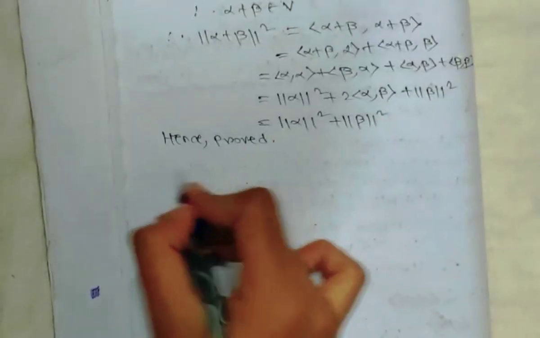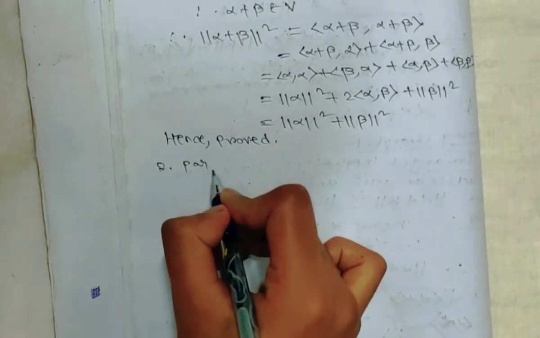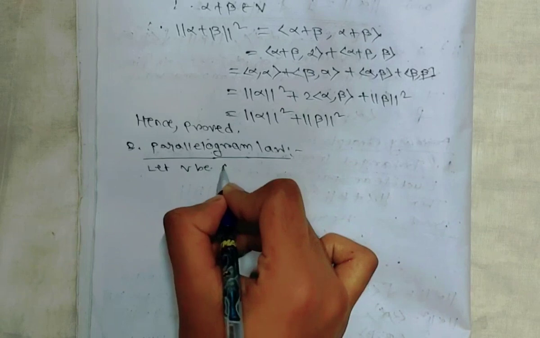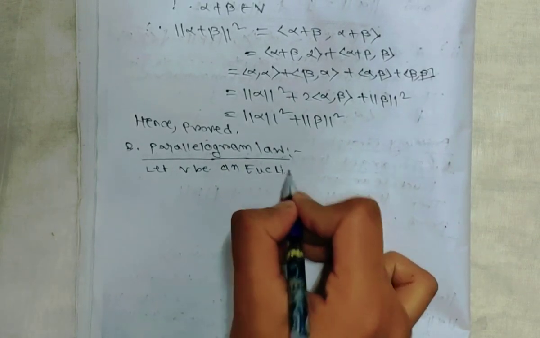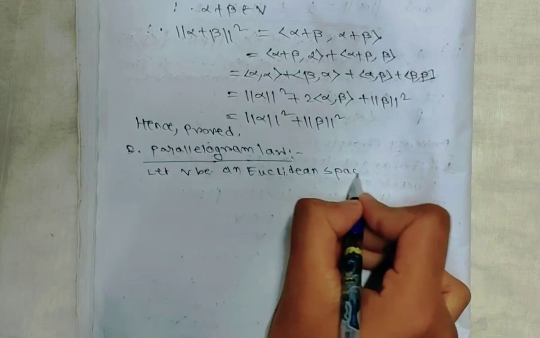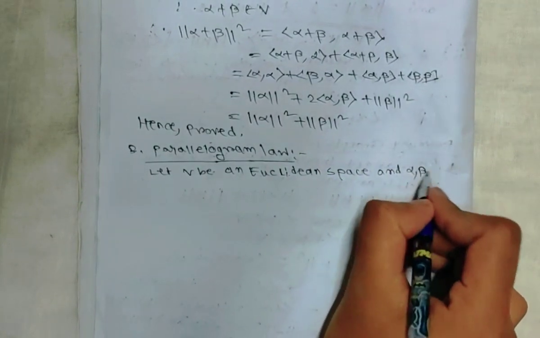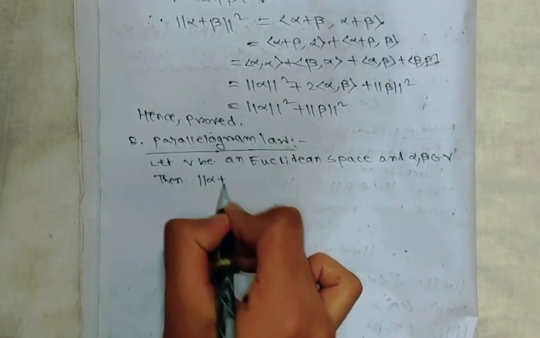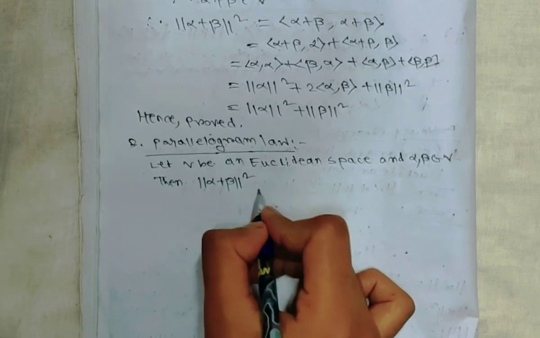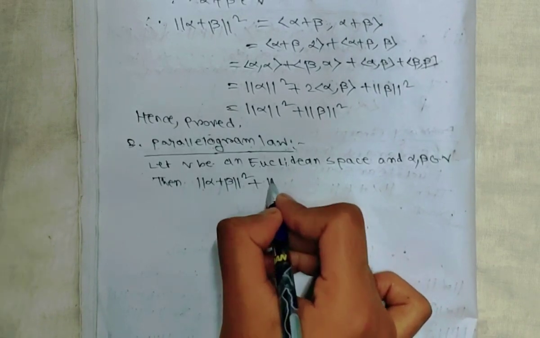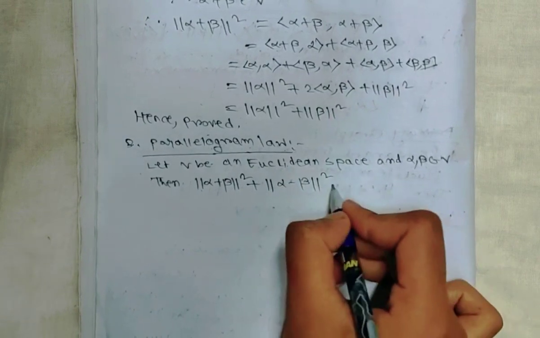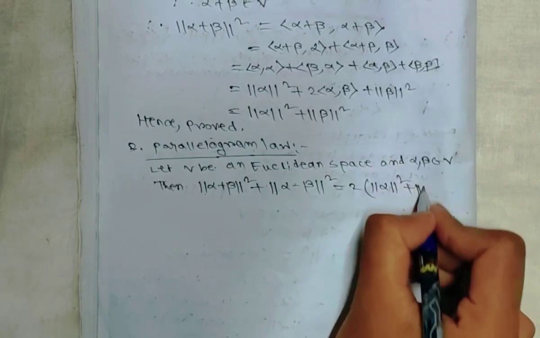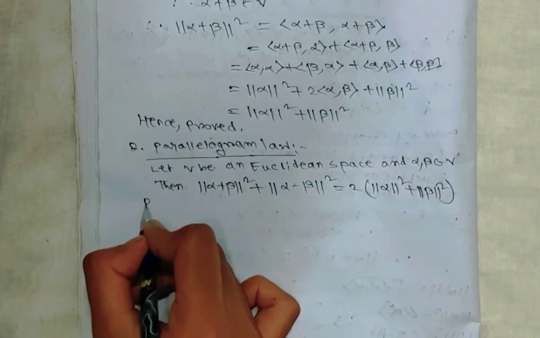Now the third concept, the parallelogram law. Definition: let V be a Euclidean space and alpha beta belong to V. Then we have to prove that norm of alpha plus beta square plus norm of alpha minus beta square equals 2 times norm alpha square plus norm beta square. Now the proof.